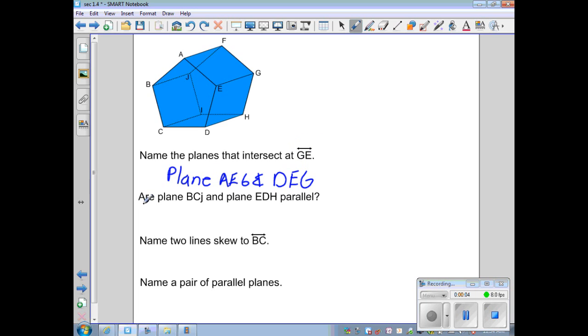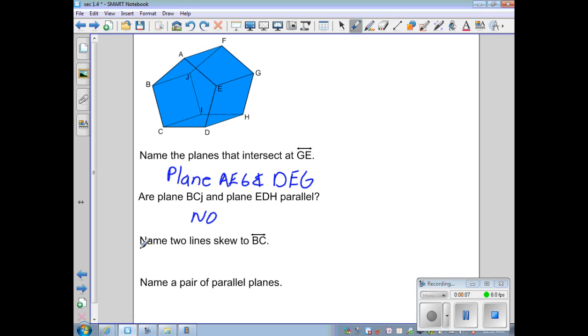Are plane BCJ and plane EDH parallel? In the diagram, BCJ, which is BCIJ, and EDH, which is EDHG, appear to be parallel. But recall, planes are continuous in all directions. Therefore, if we would continue both of these planes below the diagram, at some point they would intersect. Therefore, are the planes parallel? The answer is no.